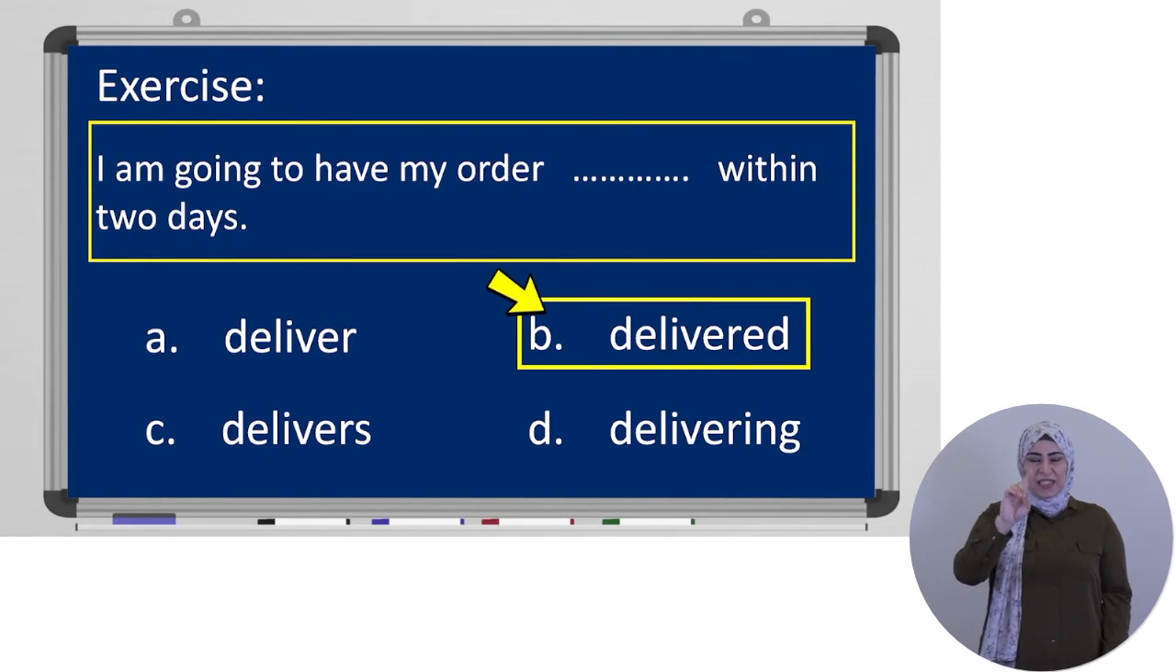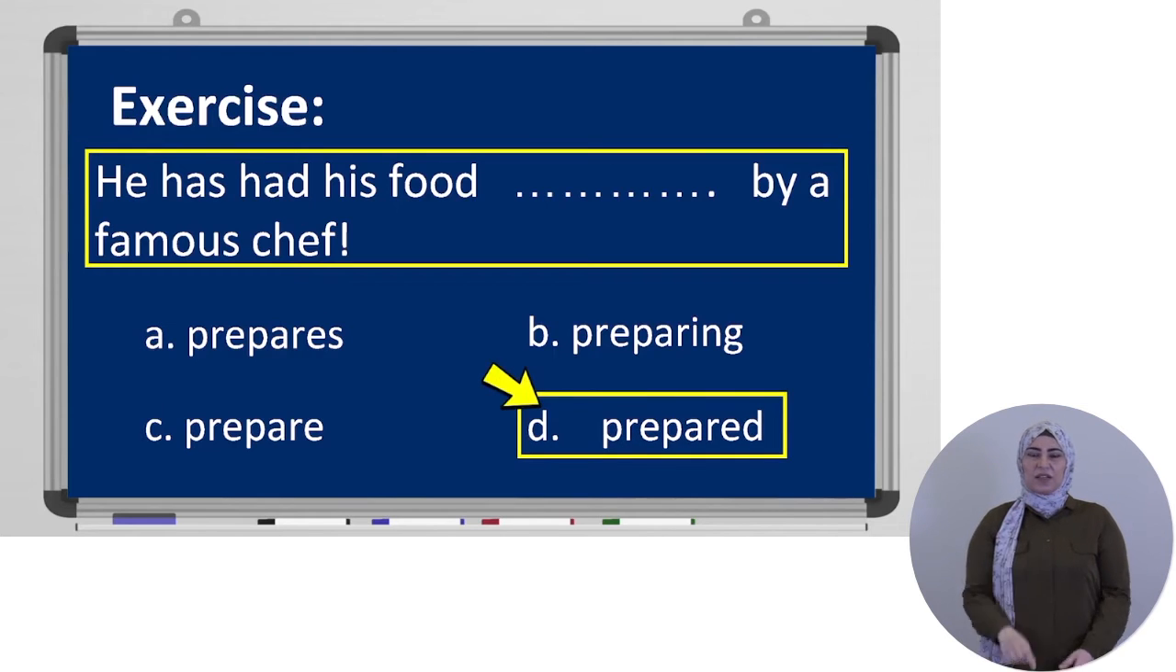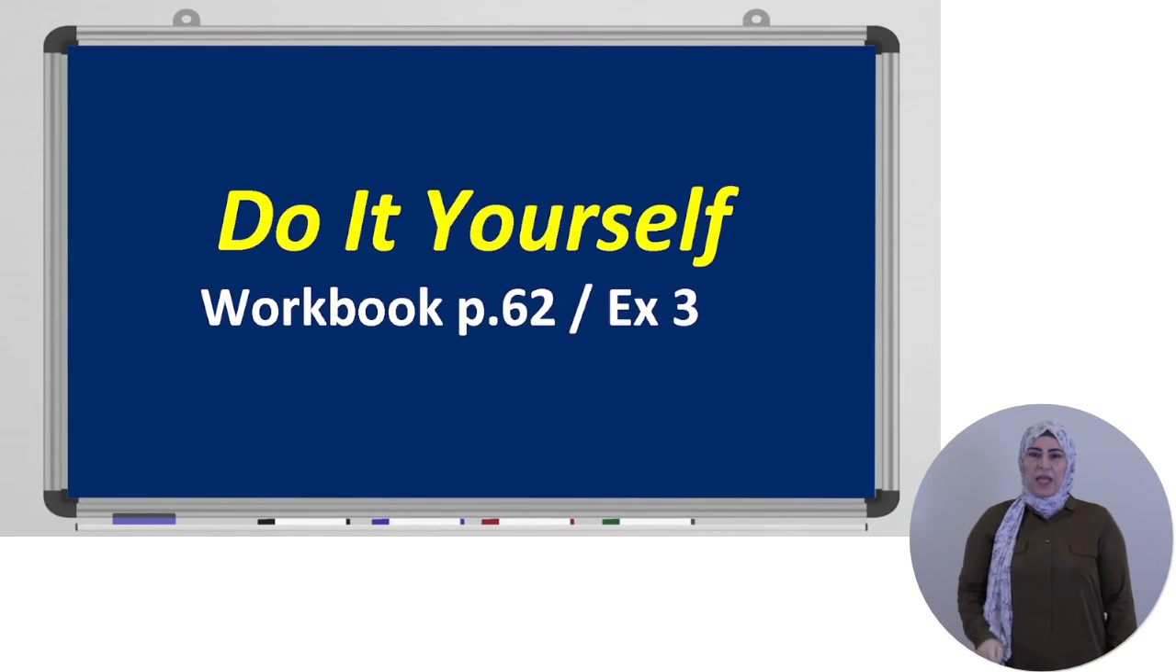Let's look at another example. He has had his food ___ by a famous chef. Remember the equation. We already used have and the verb. He has had. So the other part of the sentence would be the verb in the past participle, which would be prepared. Excellent.